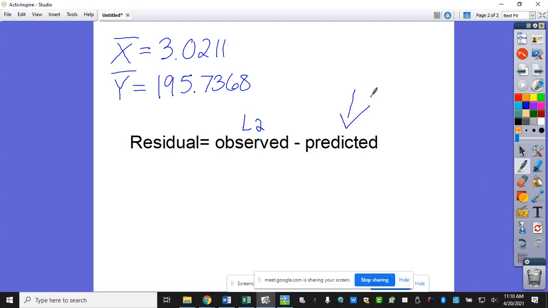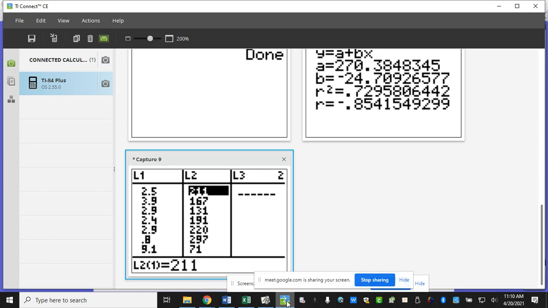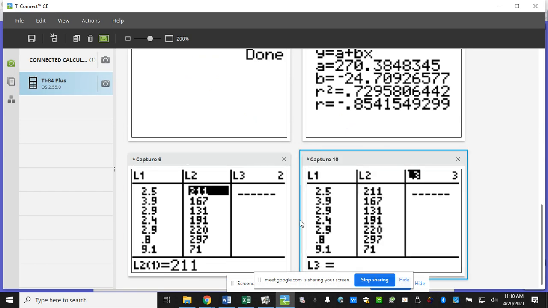Well, I don't have this right now, so I need to get it. Well, what conceptually gives me my predicted values? The least squared regression line. So what am I going to do here? So highlight up here at list 3, and then I type in starting at what? The 270. So 270.3848 minus 24.7093.